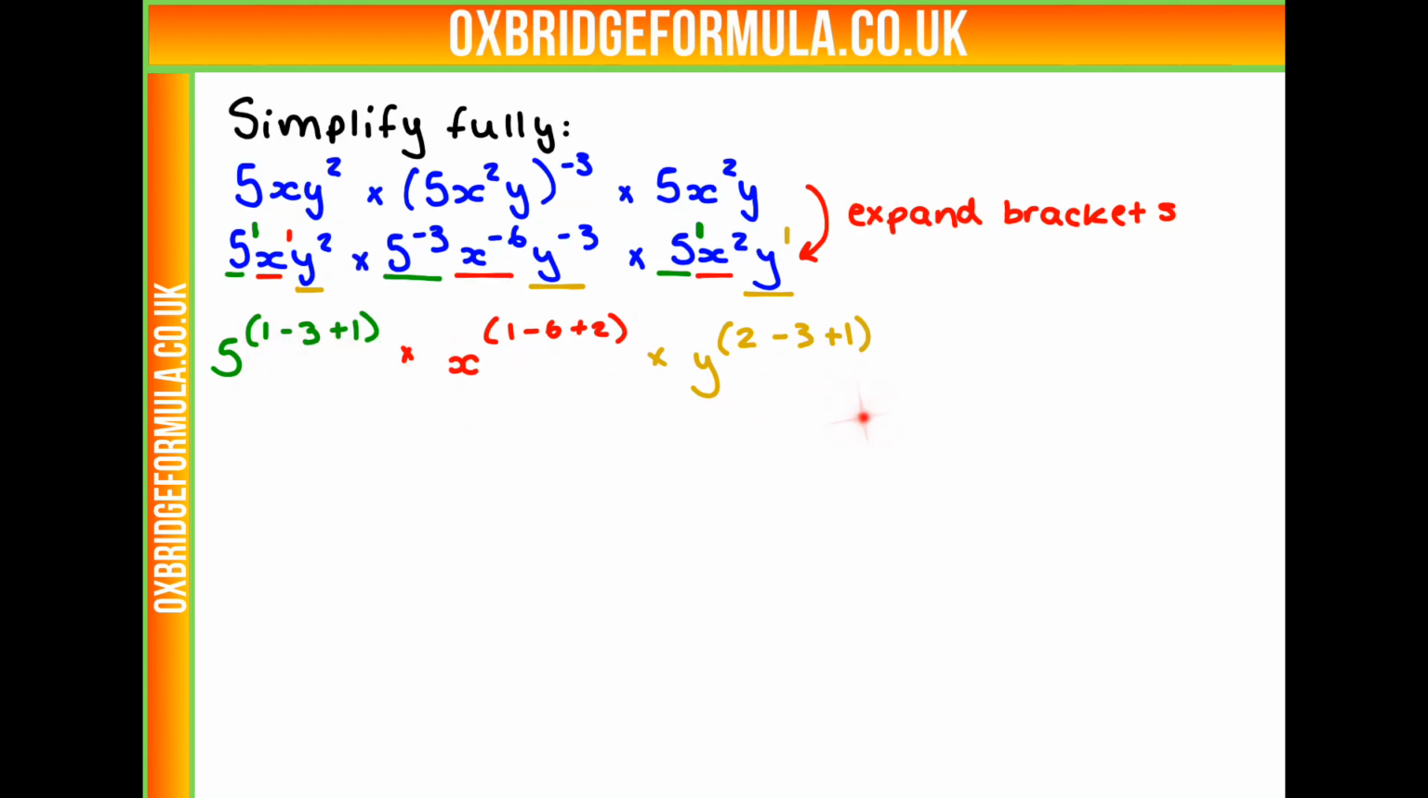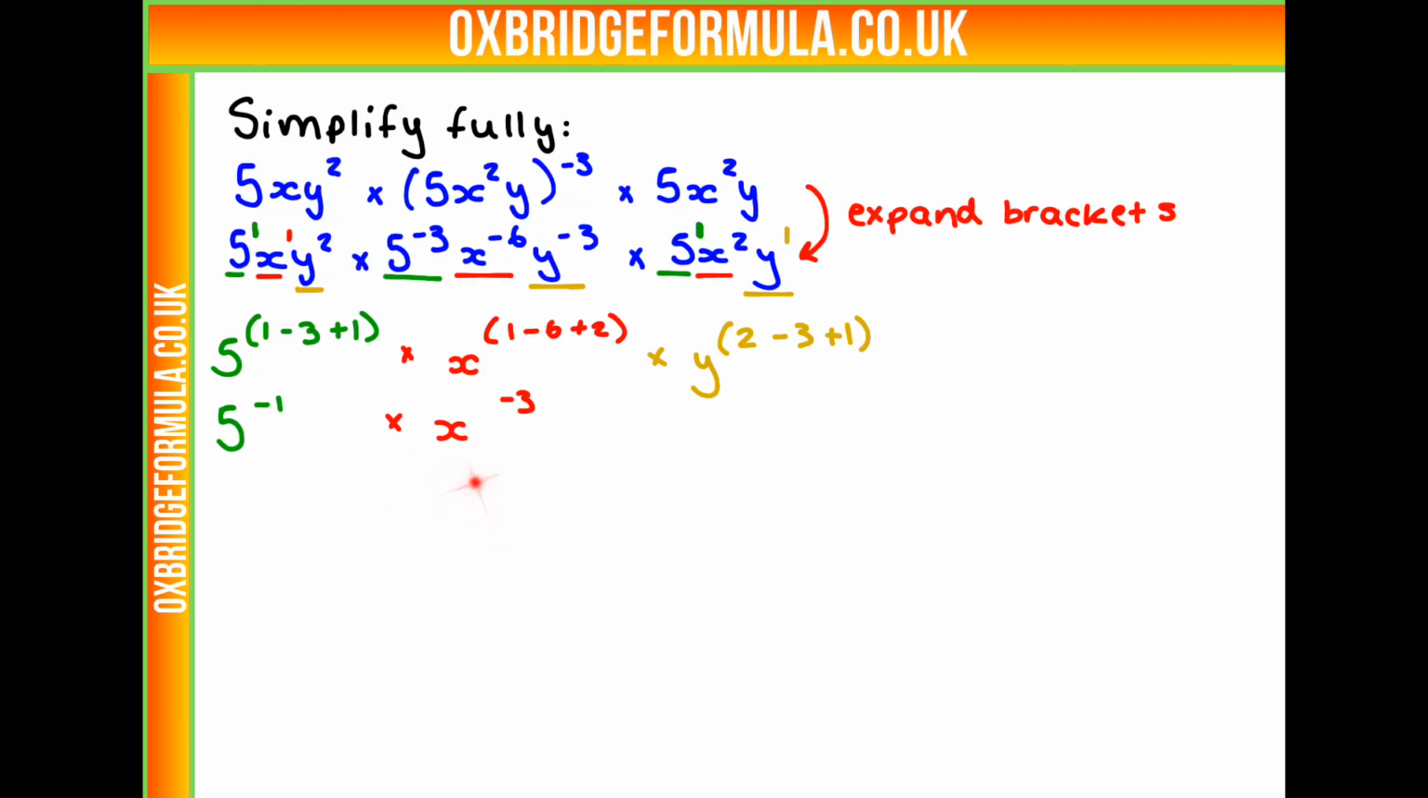Then all we have to do is add those up. Here we've got 1 minus 3 plus 1, that just equals minus 1. This is going to equal minus 3. And this one cancels out to just be 0. So we're not going to have any y terms, because something to the power of 0 is just 1, and if we're timesing something by 1, we can just leave it out. So this looks a lot simpler. We've got 5 to the minus 1 times x to the minus 3.